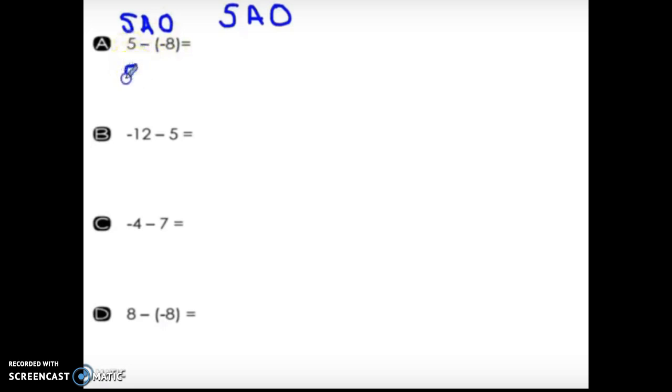So 5 would stay the same. I change subtraction to addition, and the opposite of negative 8 is positive 8. We talked about opposites last week. If I have negative 8, the opposite is positive 8. Well, I know that 5 plus 8 is 13. Let's go to the next one.